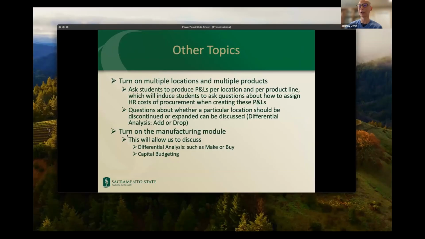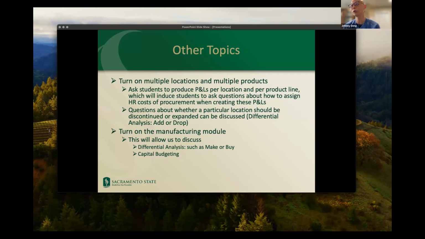To put everything together, the other topic I talked about during the semester is when I turn on the multiple locations and multiple products. Again, I'm asking them to do a P&L for each location and each product. That will force them to think about cost allocations for procurement, for example. Everyone is using this one single procurement department. There is a significant HR cost for the procurement department, so how do you allocate it?